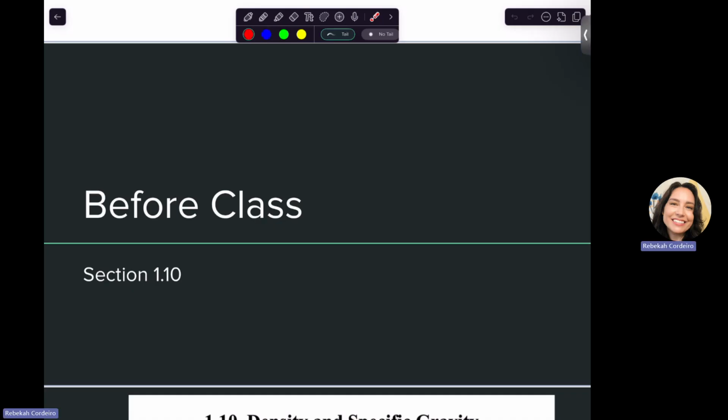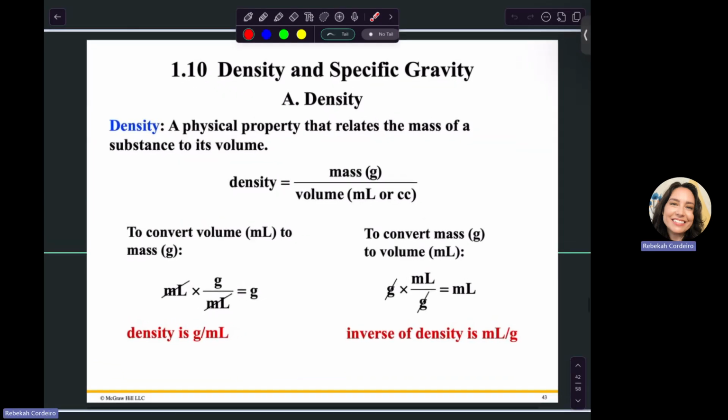All right, this is our last section in chapter 1. This is going to be section 10. It's going to be a brief video, and we'll do lots of our practice in class. So in this section, we're going to talk about density and specific gravity.